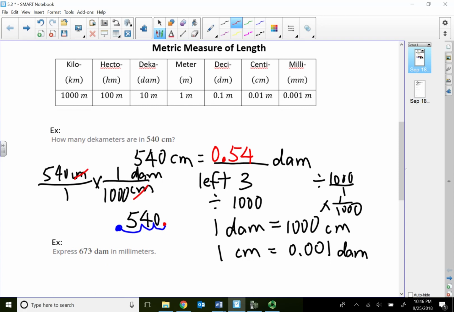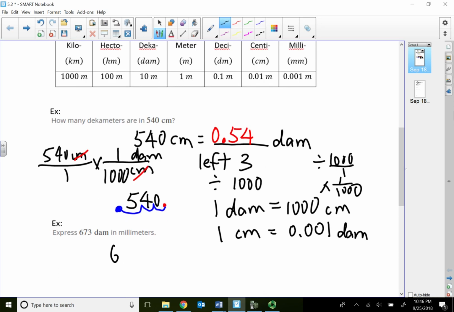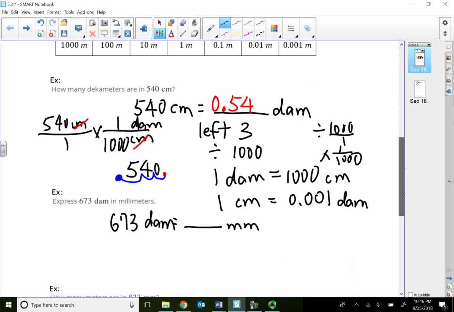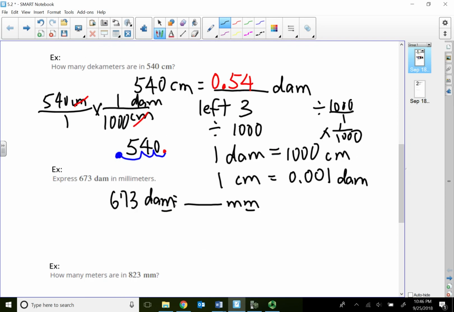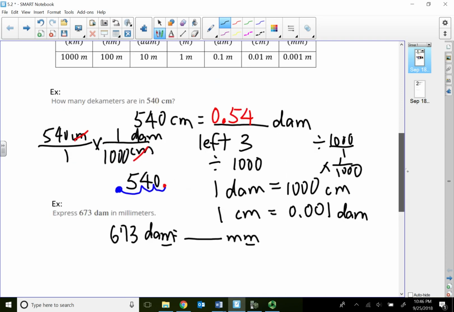All right. Let's try another one. 673 decameter in millimeters. So what that means is it wants me to convert 673 decameters into so many millimeters, mm. First letter is the prefix, second one referring to the units. Length is meter, weight is gram, capacity is liter.